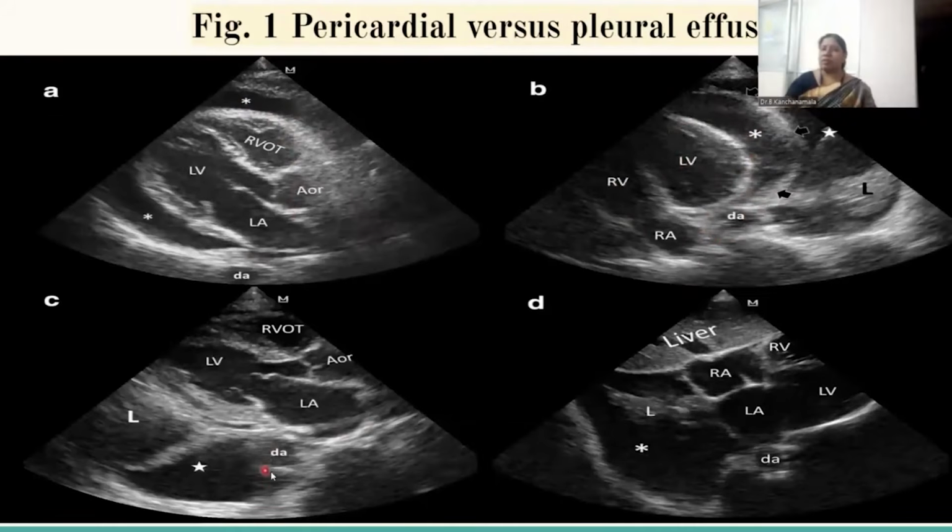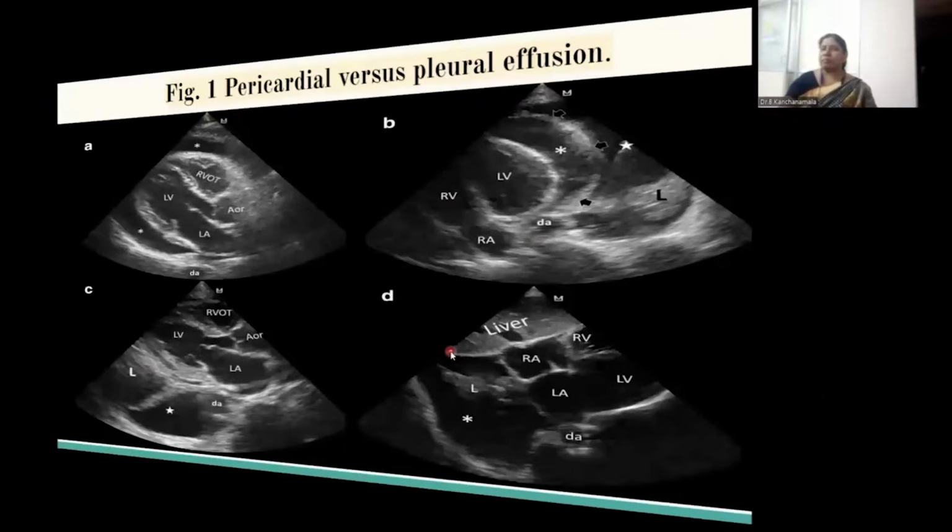Now we come to the third image, where this is the descending aorta and the collection is seen posterior to the aorta. So this is the pleural effusion. Here is the pericardium and this is the pleural lining. So we have to be very careful in identifying the pericardial and the pleural effusions.